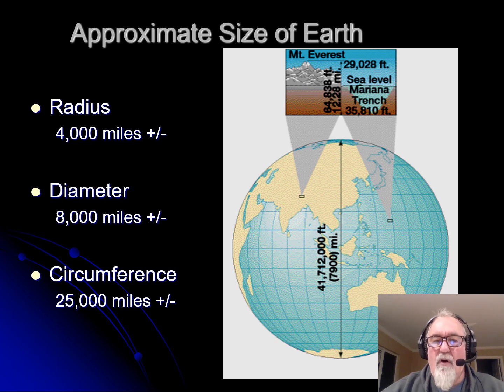And if we want to go all the way around, so keeping on the surface, going all the way around and coming back to the other side, that's 25,000 miles to circumnavigate the Earth along one of the fat parts. So radius 4,000 miles, diameter is 8,000 miles, circumference is 25,000 miles. I need you to know those. These are measurements rounded off to the nearest 1,000 miles.